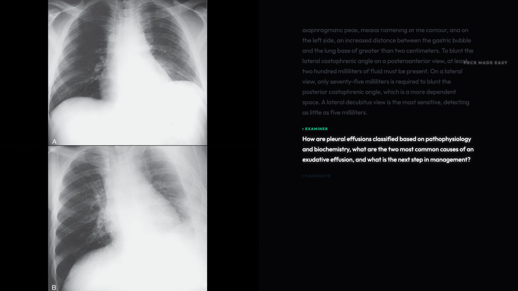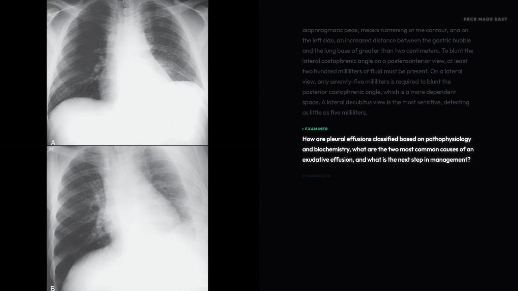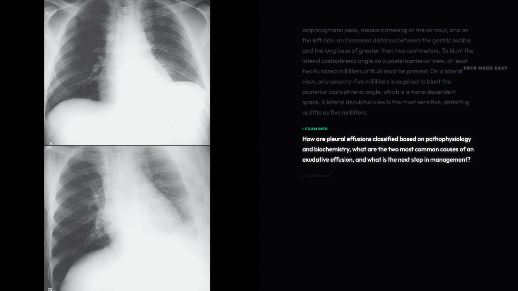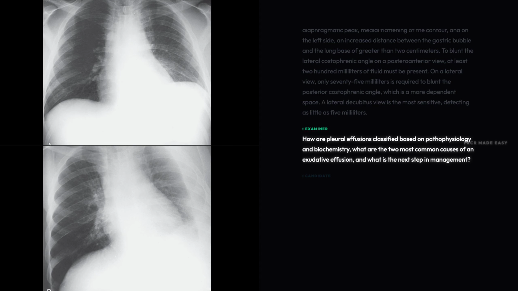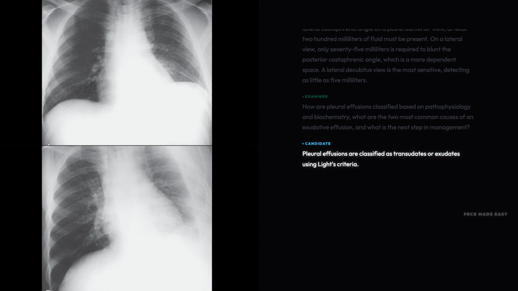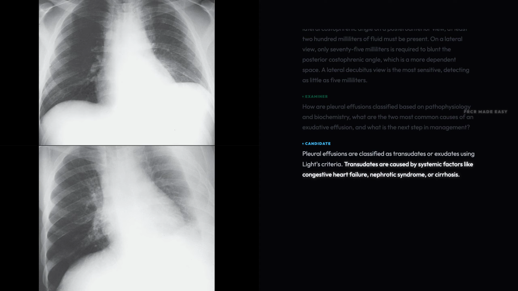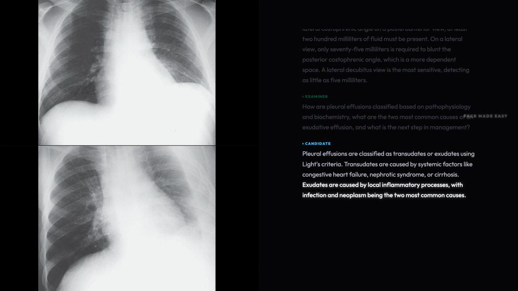How are pleural effusions classified based on pathophysiology and biochemistry? What are the two most common causes of an exudative effusion, and what is the next step in management? Pleural effusions are classified as transudates or exudates using Light's criteria. Transudates are caused by systemic factors like congestive heart failure, nephrotic syndrome, or cirrhosis. Exudates are caused by local inflammatory processes, with infection and neoplasm being the two most common causes.